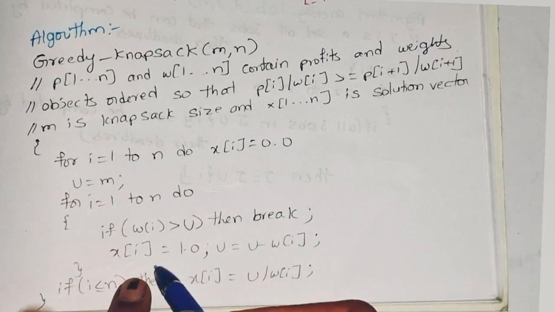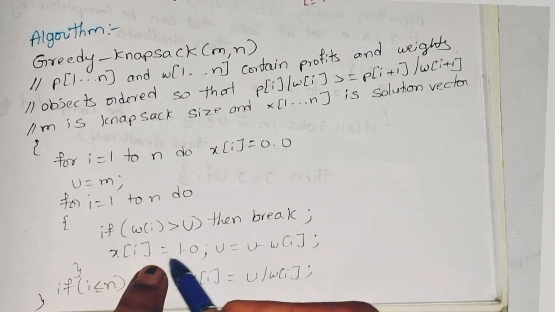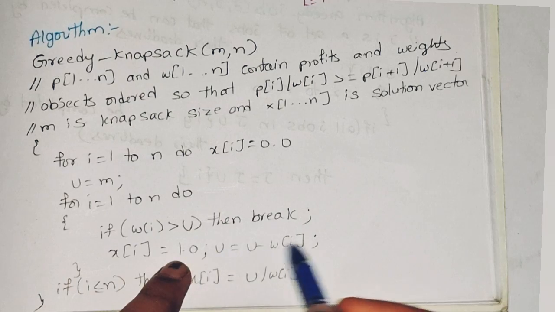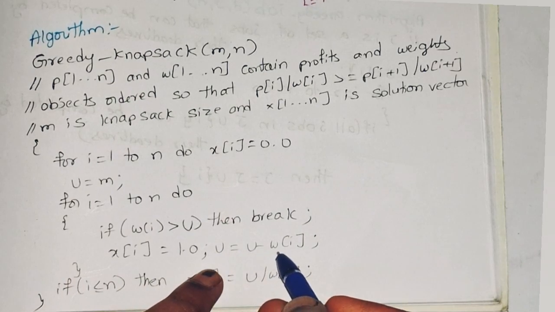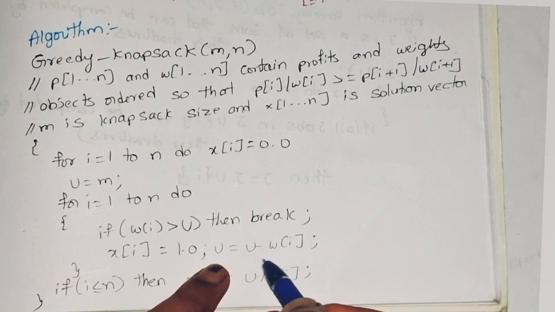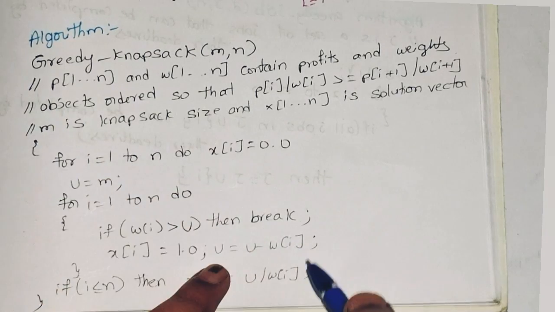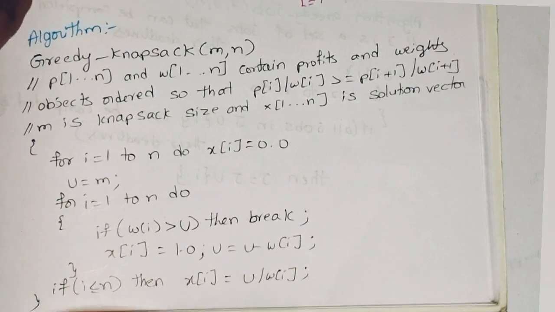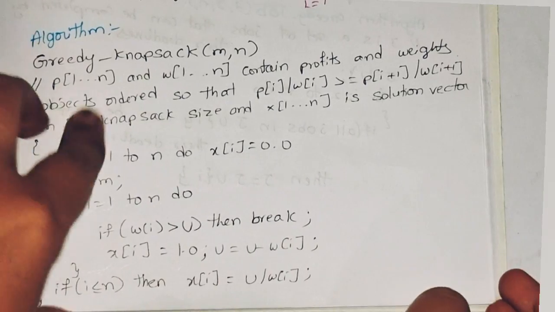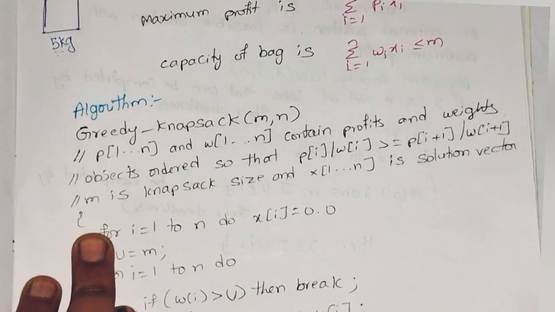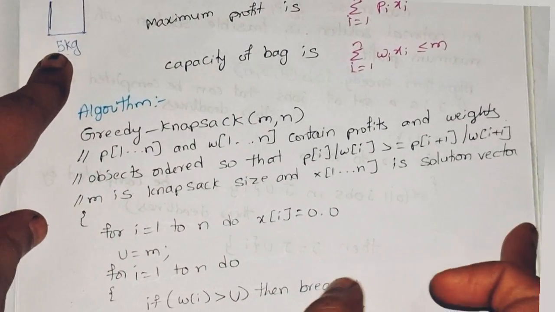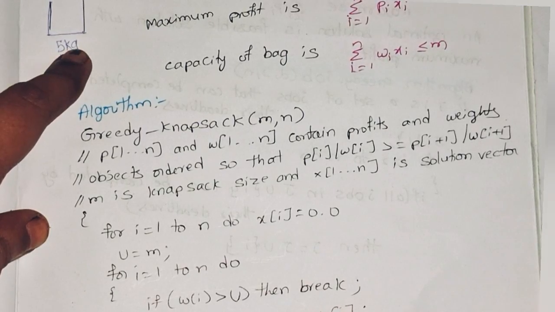Else, we are going to consider x of i equals 1.0, and u equals u minus w of i. That means we're subtracting the weight of the vegetable from the bag capacity. So suppose the bag capacity is 5 kgs and the weight of the vegetable is 1 kg, then we subtract 5 minus 1 here.